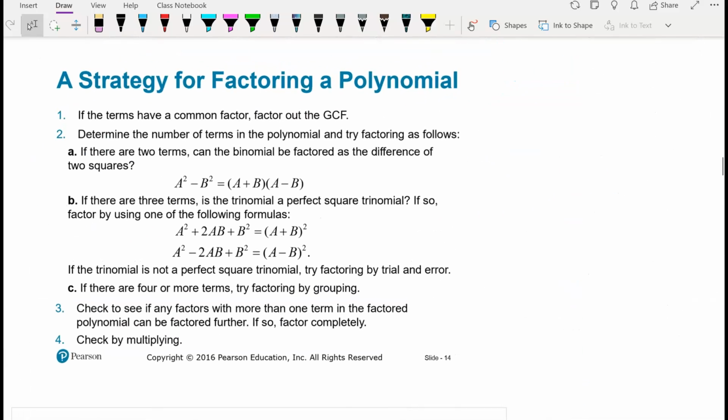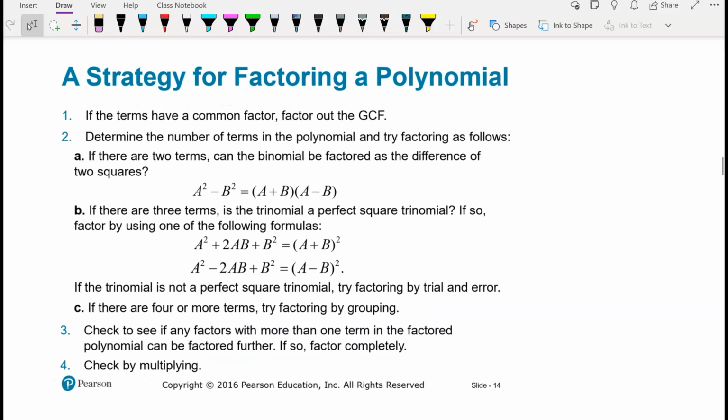All right, and then here's just some strategies for you for factoring. So if you want to pause and read through those, you can. It just goes through those steps, gives you those formulas, and tells you to always find the GCF first.